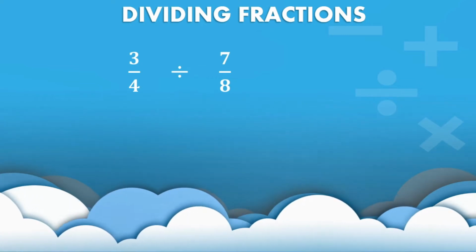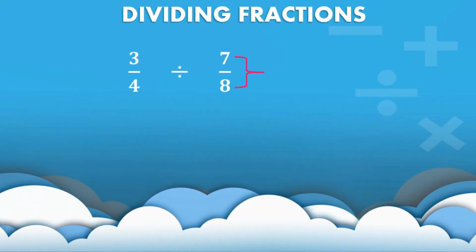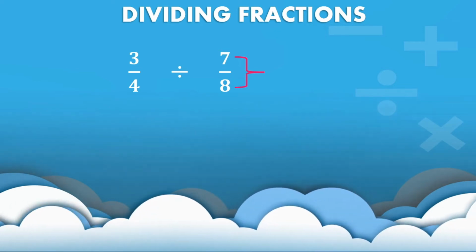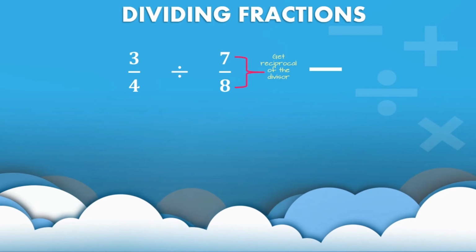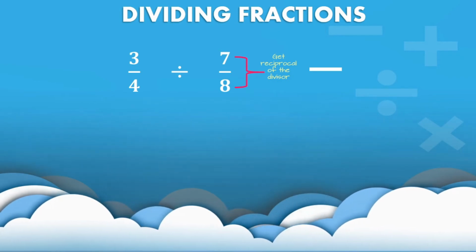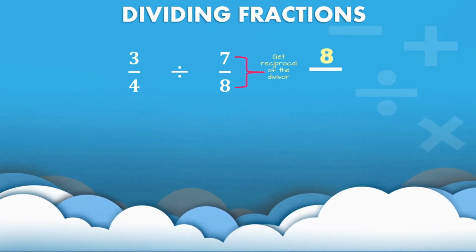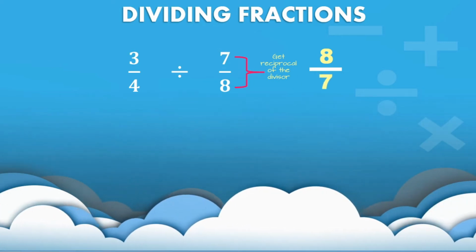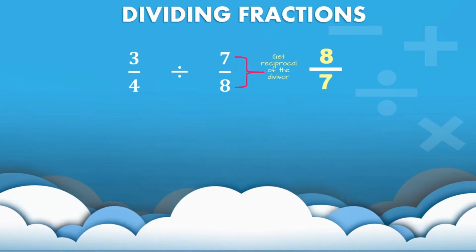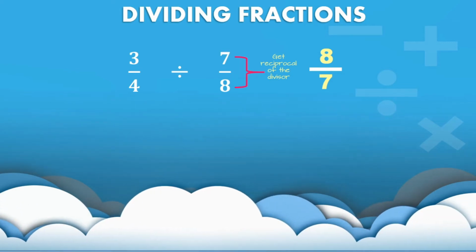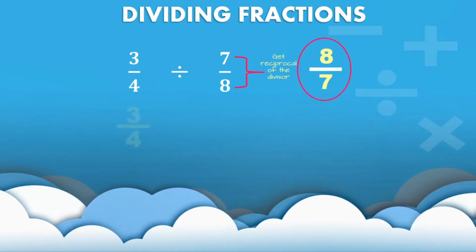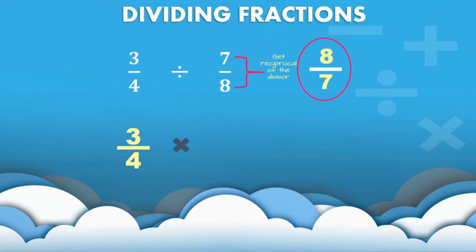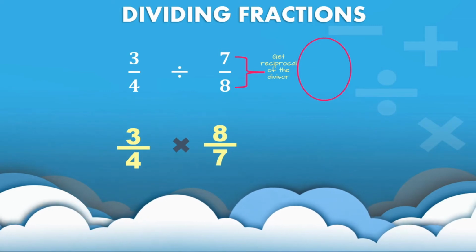3/4 divided by 7/8. So first thing to do is to get the reciprocal of our second fraction or sa divisor. Ngayon, what is the reciprocal of 7/8? So again, if we flip lang natin sila, we're going to have 8 as our numerator and then 7 as our denominator. So therefore, the reciprocal of 7/8 is 8/7. Now let's move on to the second step. Let's multiply the first fraction or our dividend to the reciprocal of our divisor, which is 8/7.